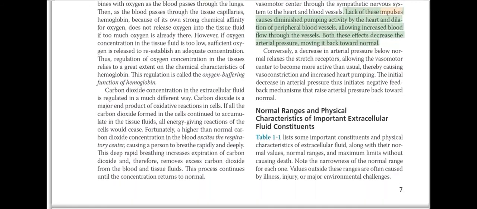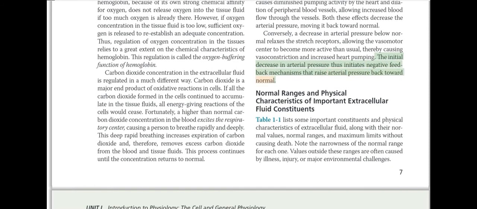Lack of these impulses causes diminished pumping activity by the heart and dilation of peripheral blood vessels, allowing increased blood flow through the vessels. Both these effects decrease the arterial pressure, moving it back toward normal. Conversely, a decrease in arterial pressure below normal relaxes the stretch receptors, allowing the vasomotor center to become more active than usual, thereby causing vasoconstriction and increased heart pumping. The initial decrease in arterial pressure thus initiates negative feedback mechanisms that raise arterial pressure back toward normal.